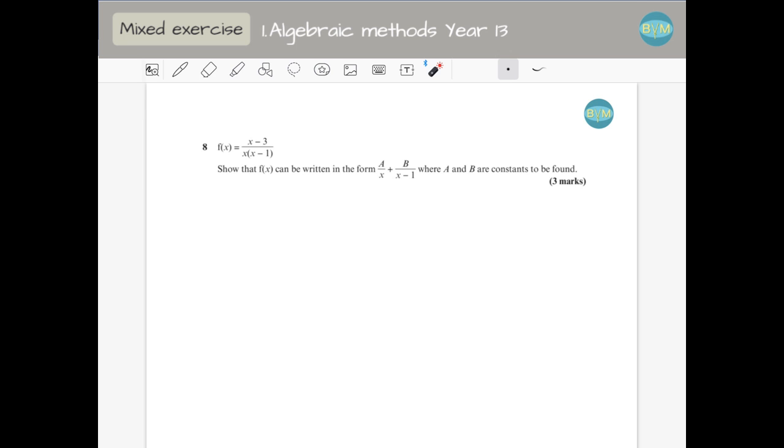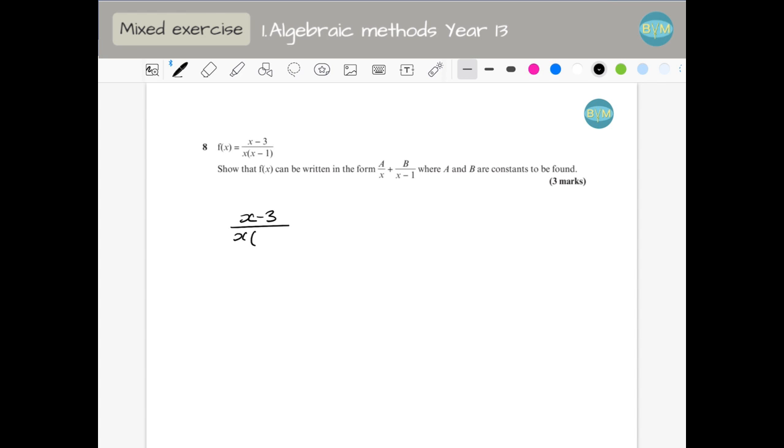Look, this is question 8 on your mixed exercise 1 from Year 13. You have this algebraic fraction here, and you have to show that it can be written in this form. So we are splitting this into partial fractions. Remember, to do that, we have different methods. I'm going to use substitution because I think it's faster for this particular question.